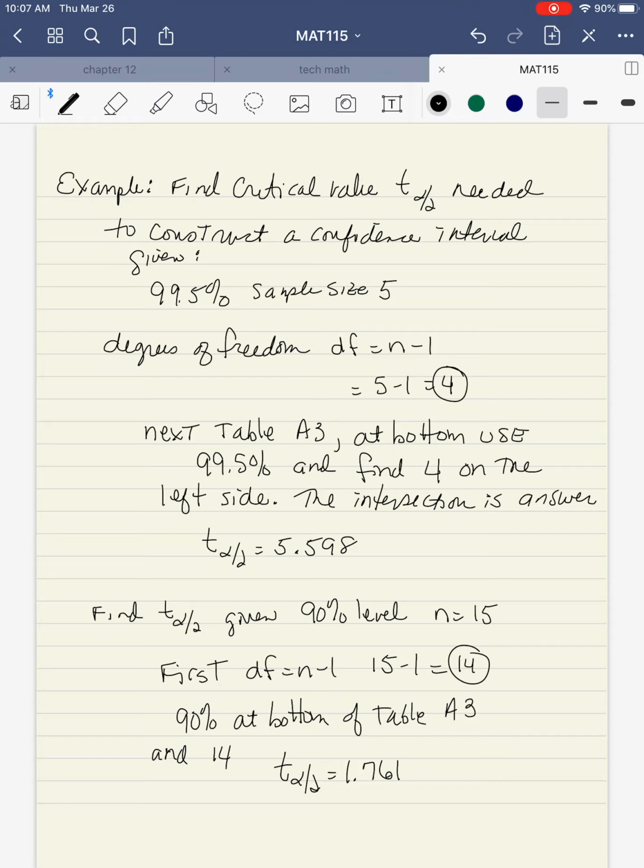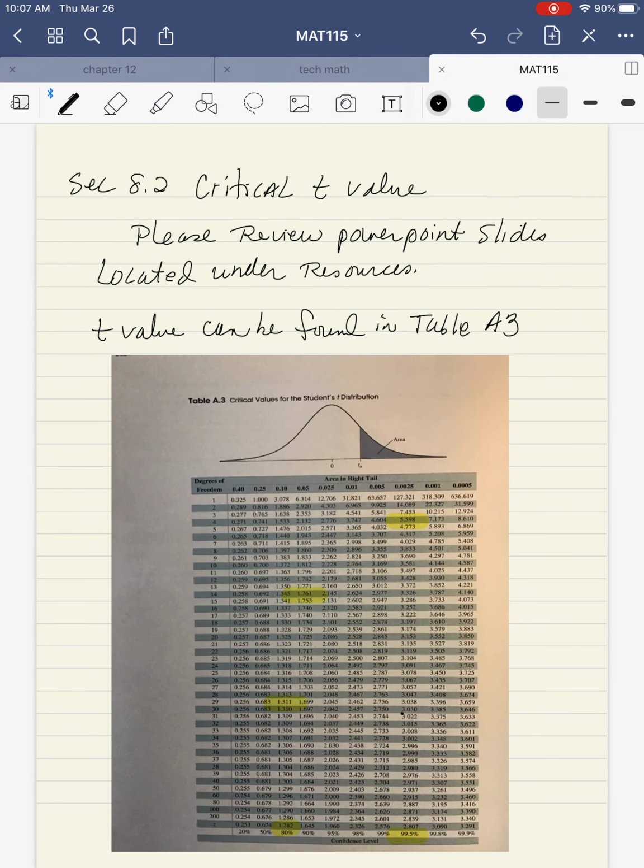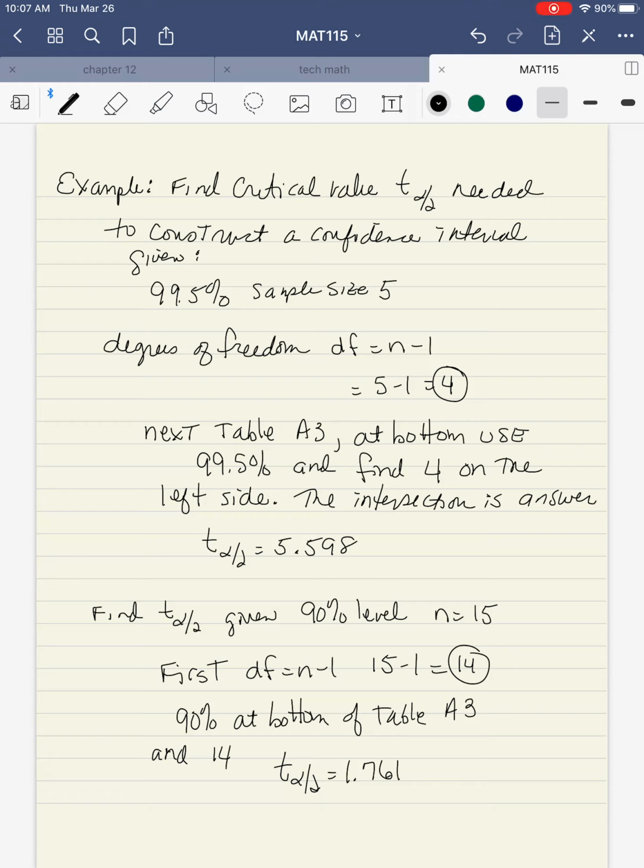Next, on Table A3 at the bottom, use 99.5% and find 4 on the left side. The intersection is the answer. So if you look for 99.5%, that's third over from the right side, and you go up to 4, which puts us right here. So I'm basically going up from there. That gives me a value t of 5.598.